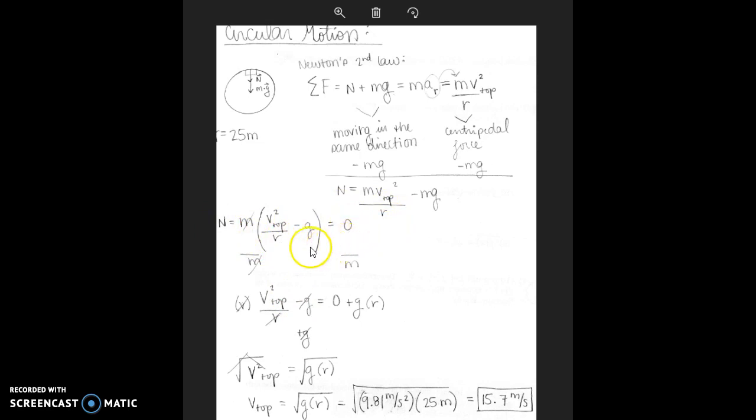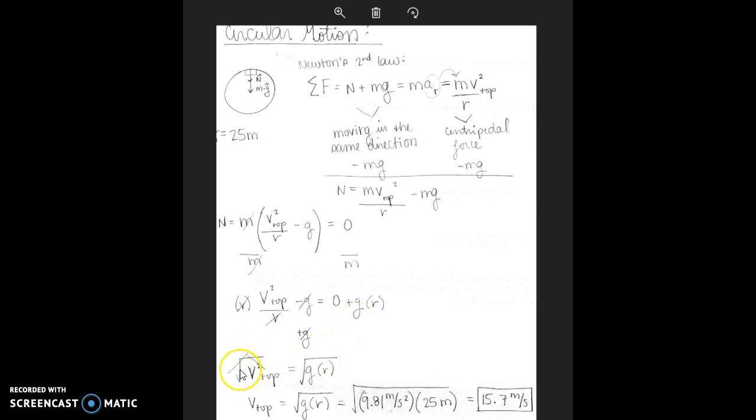So in order to get the velocity at the top, we now have to separate the velocity by itself. So we would add gravity to both sides, we would multiply both sides by r and have it cancel over here. So we'll have velocity squared at the top of the roller coaster is equal to the gravity times the radius of the roller coaster.